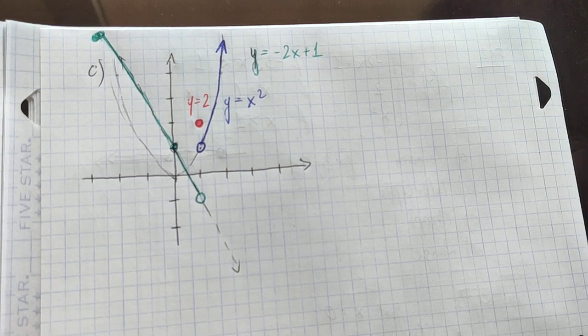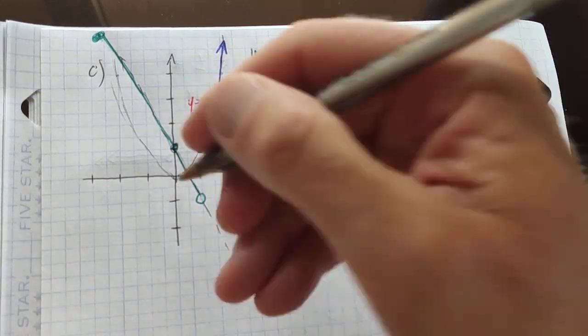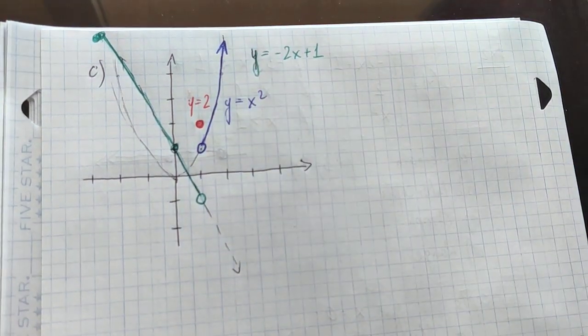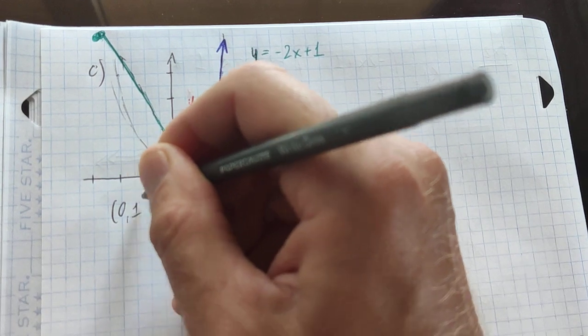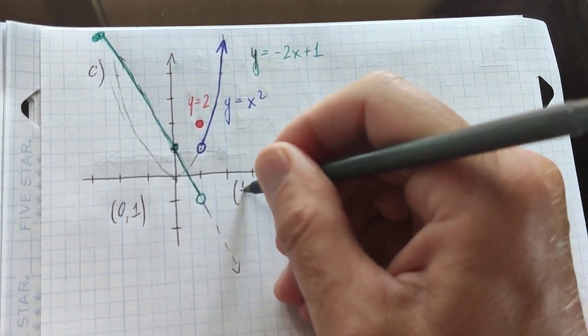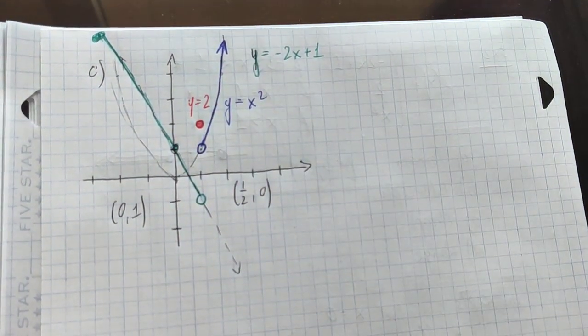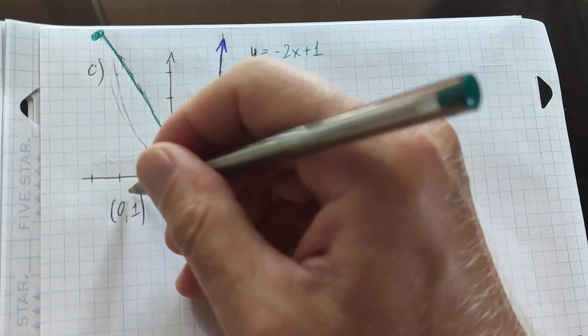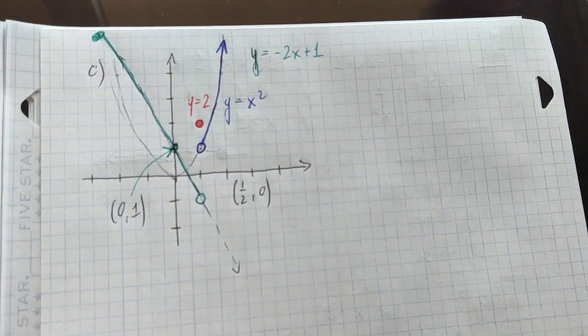What else here on this graph? Let's look at those intercepts that we found. We found the y-intercept (0, 1), and we found the x-intercept (1/2, 0). So that's this one, and this is right here.